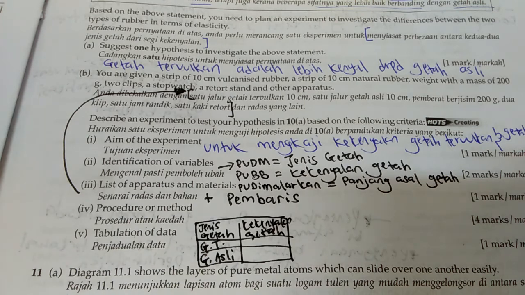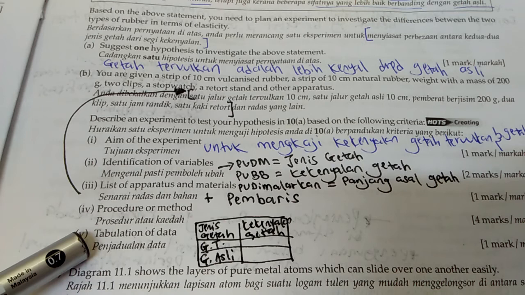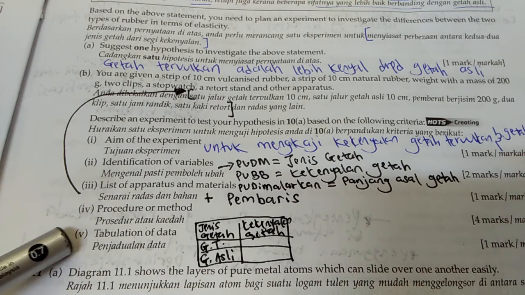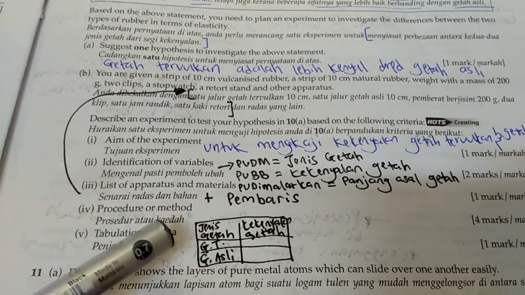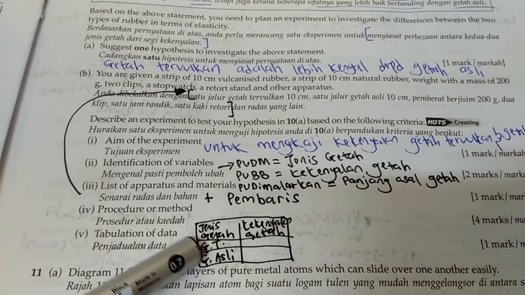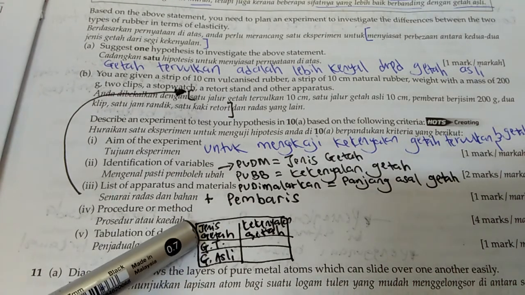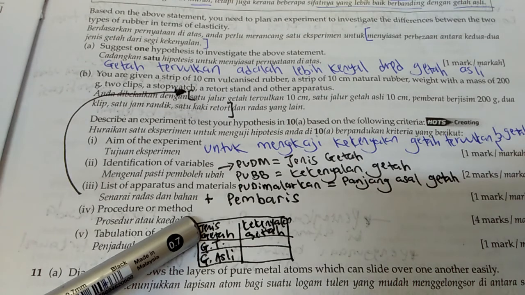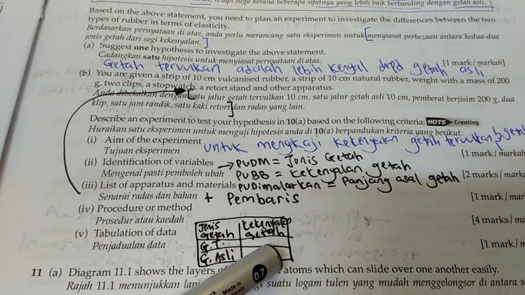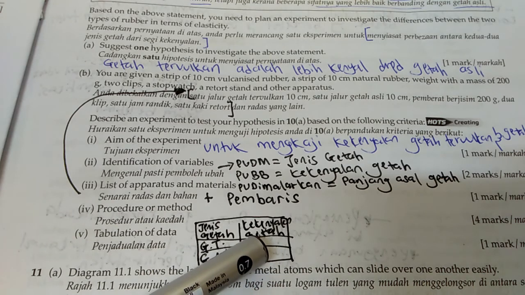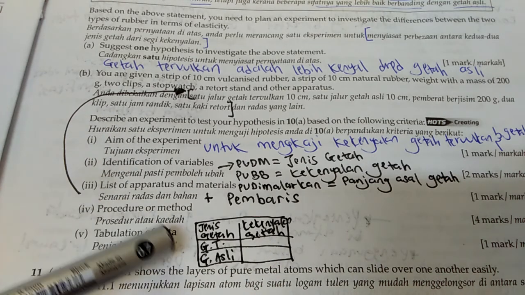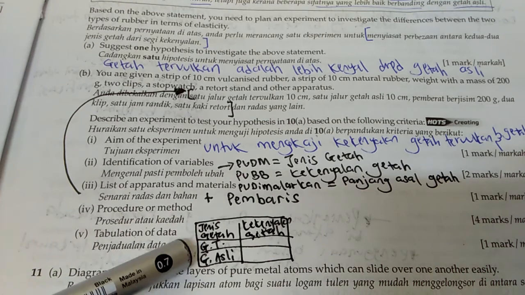Okay, that's about the procedure. And last but not least, the tabulation of data. This is the easy mark. So you must use this step. Just 2 columns. The left column is for the manipulated variable, which is type of rubber, and the right column is for the responding variable, which is the elasticity of the rubber. So just put here natural rubber and also vulcanized rubber, and you can get 1 mark.